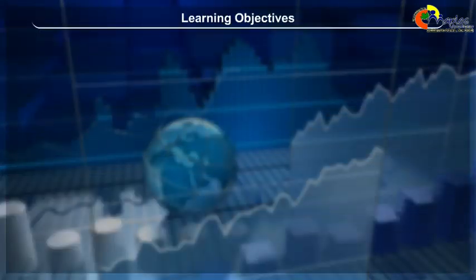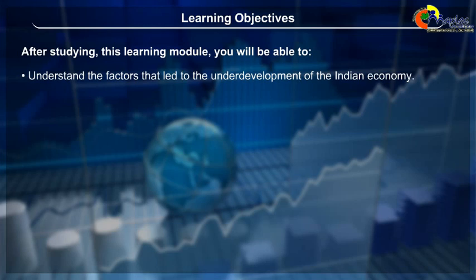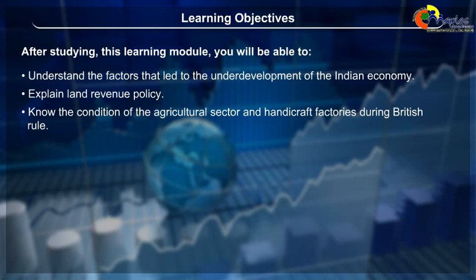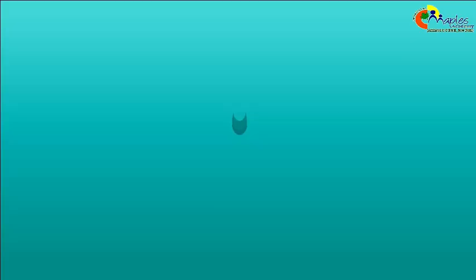Learning objectives. After studying this learning module, you will be able to understand the factors that led to the underdevelopment of the Indian economy. Explain land revenue policy. Know the condition of the agricultural sector and handicraft factories during British rule. Explain foreign trade policy of British government. Understand demographic condition and the existing infrastructure of India.